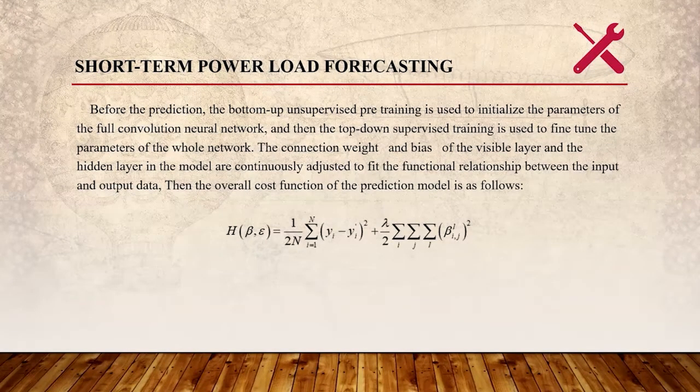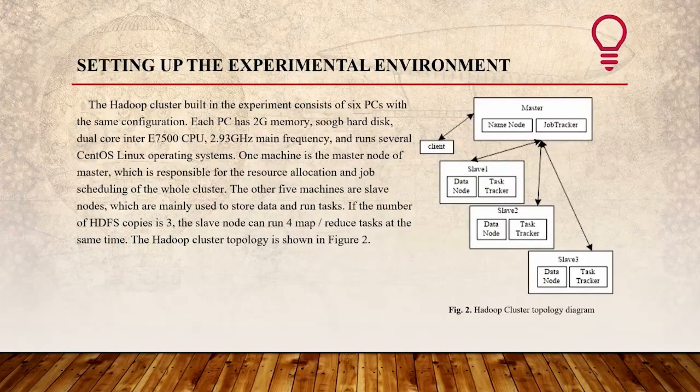Before the prediction, bottom-up unsupervised pre-training is used to initialize the parameters of the full convolution neural network, and then top-down supervised training is used to fine-tune the parameters of the whole network. The connection weights and biases of the visible layer and the hidden layer of the model are continuously adjusted to fit the functional relationship between the input and output data. Then the overall cost function of the prediction model is as follows.